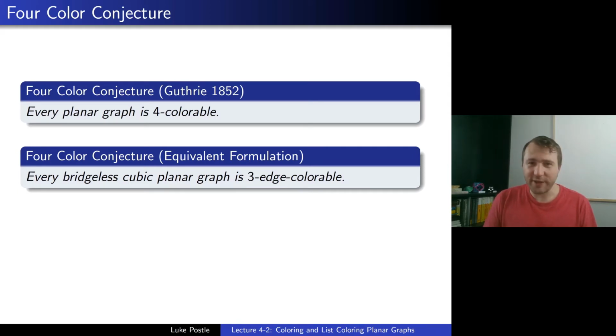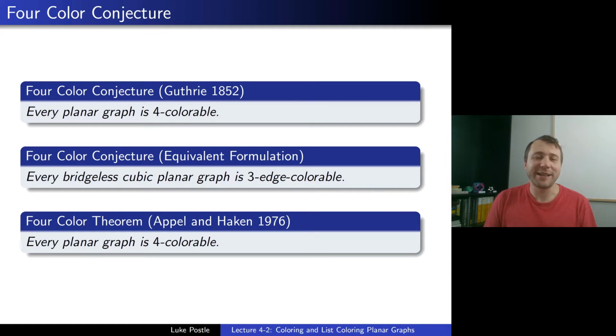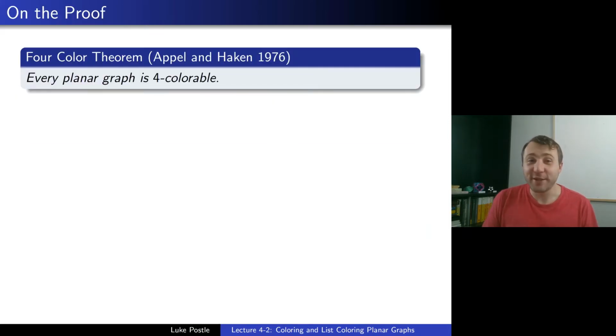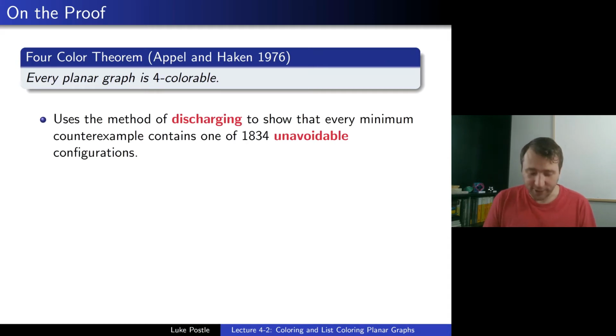And as you all might know, eventually this was proved by Appel and Haken in the 1970s, that every planar graph is four colorable. So let me talk a little bit about the proof. So of course we can't do it, it's very long and computer-based, but how does it generally go? Well, it uses the method of discharging, invented by Heesch in the 50s or 60s, as a way to attack the four-color problem. And we'll talk maybe more about that later, but what does it do? It uses this discharging method to show that every minimum counterexample contains one of 1834 unavoidable configurations.